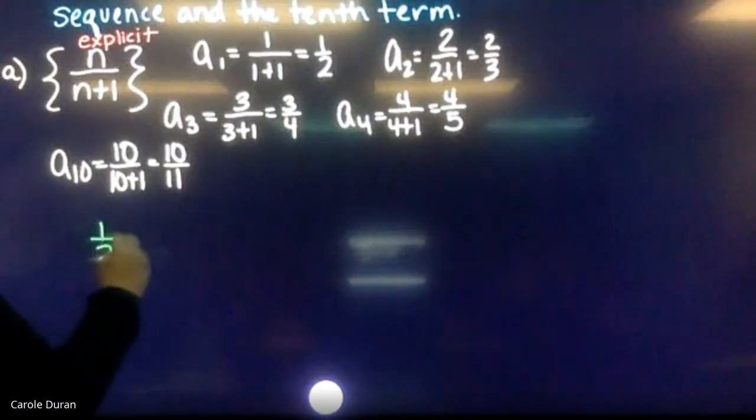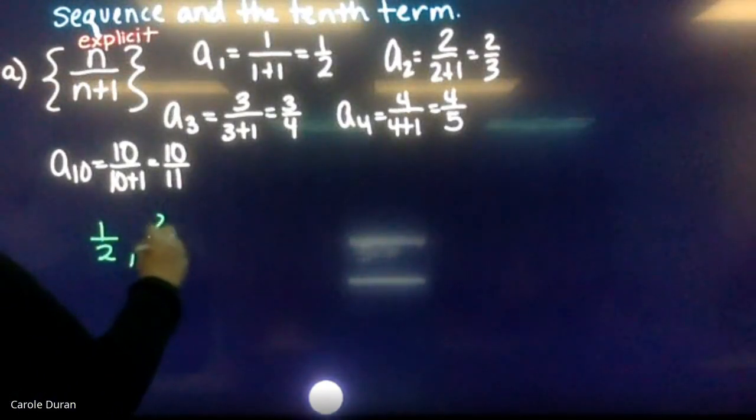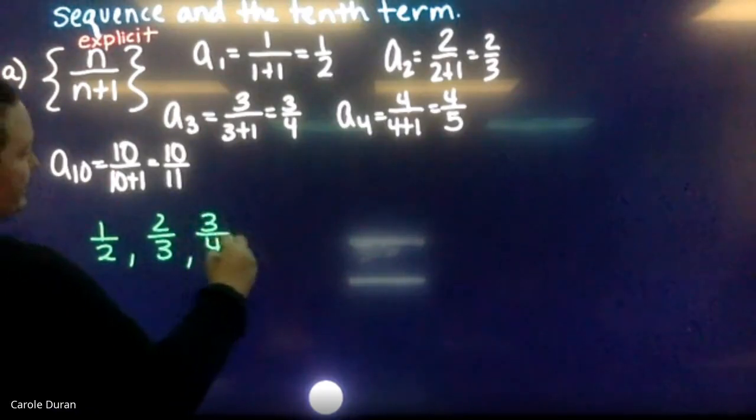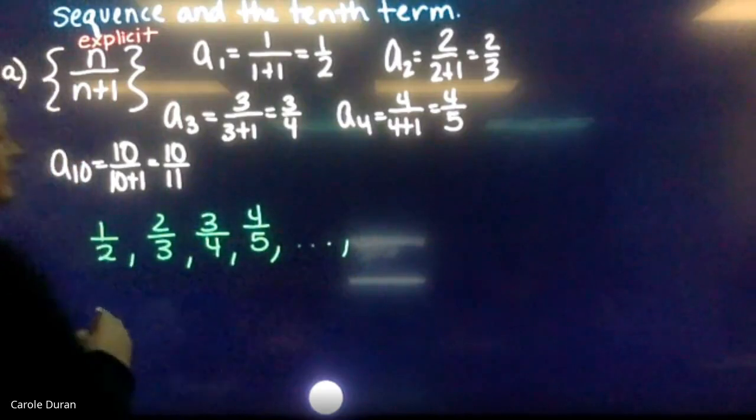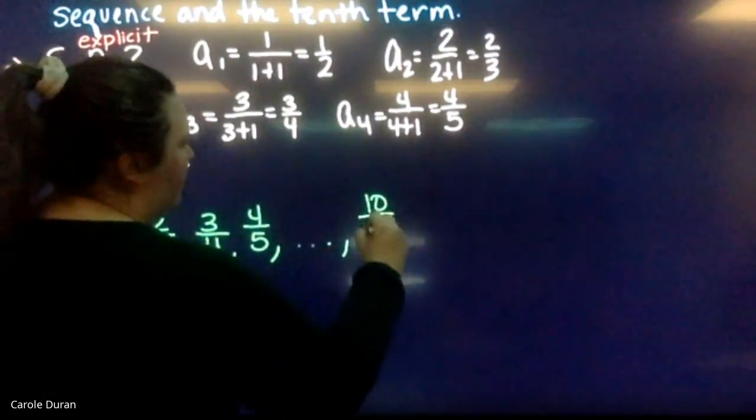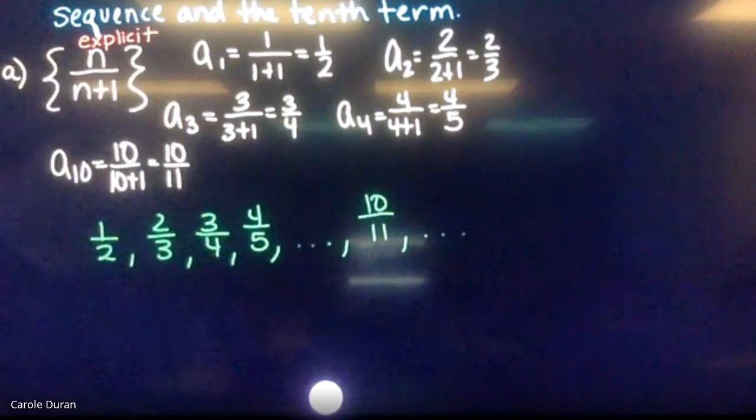So my first term was 1/2. My second term was 2/3. Then I had 3/4. Then I had 4/5. Then we jumped into the middle, and my 10th term was 10 over 11. So that's how I like to write it when I'm given a question like this one. Makes it really easy to identify what sequence values are where.